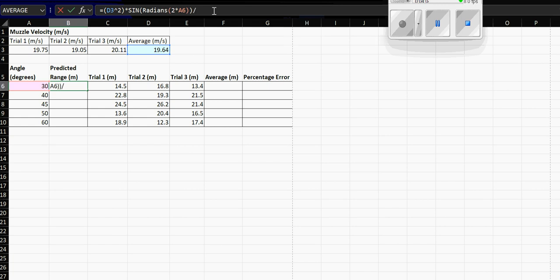And now I need to divide by 9.8 because that's part of my equation. Now I want to make sure that that 9.8 isn't just dividing the last part here.